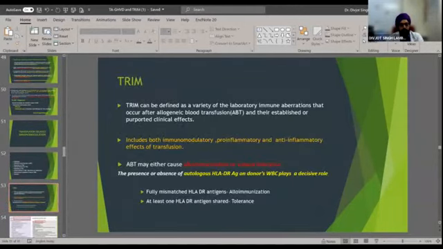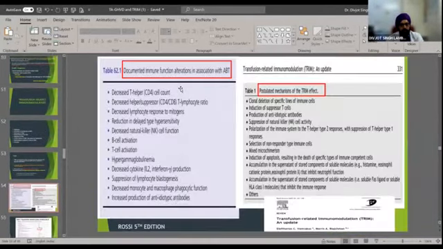So coming to TRIM, how is it defined? It can be defined as a variety of laboratory immune aberrations that occur after allogeneic blood transfusion, and they establish or perpetuate clinical effects. These include immunomodulatory effects, pro-inflammatory effects, and anti-inflammatory effects. It can occur either by alloimmunization or by reducing tolerance. The presence or absence of shared HLA-DR antigen on the donor WBC plays a decisive role. Fully mismatched HLA-DR antigens cause alloimmunization, and at least one HLA-DR antigen shared would cause tolerance. This is from the textbook of Rossi.